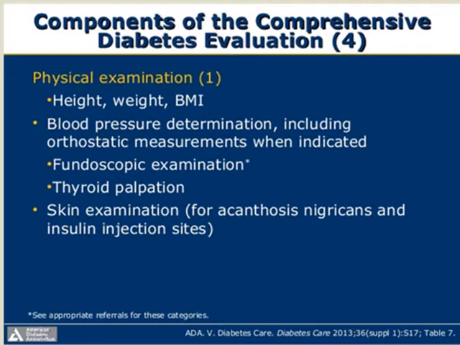Thyroid examination for presence of goiter and skin examination for acanthosis nigricans as we described previously, and insulin injection sites for presence of lipohypertrophy or lipoatrophy.